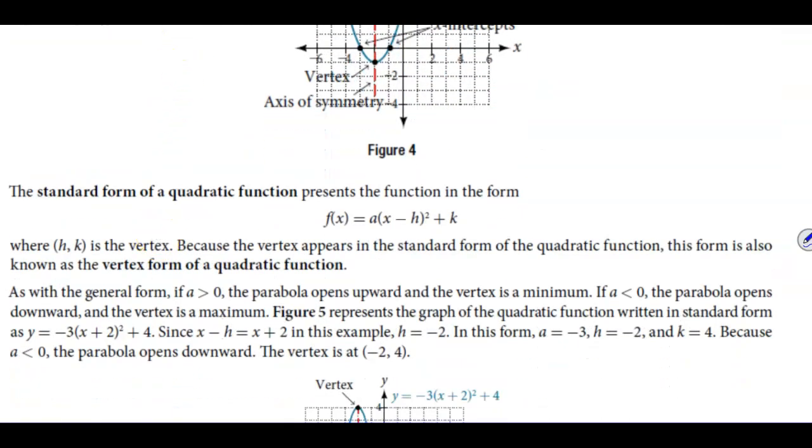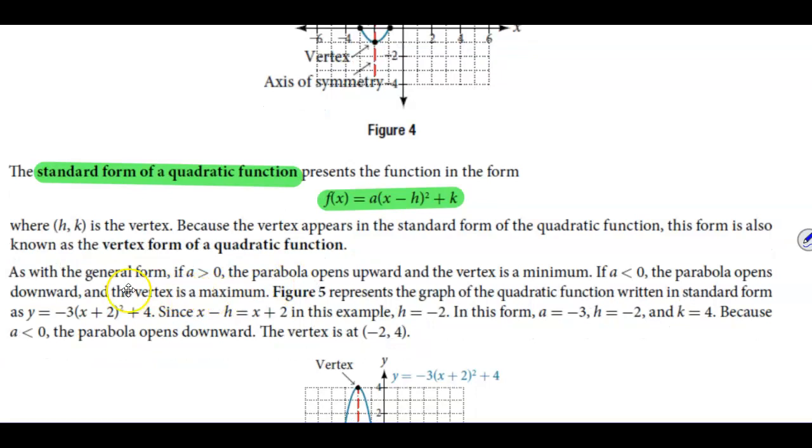Now we also have what we call the standard form. The standard form of a quadratic equation is written in the following way. f of x equals a times x minus h squared plus k, where (h, k) is the vertex. Because the vertex appears in the standard form of the quadratic function, this form is also known as the vertex form of a quadratic function.